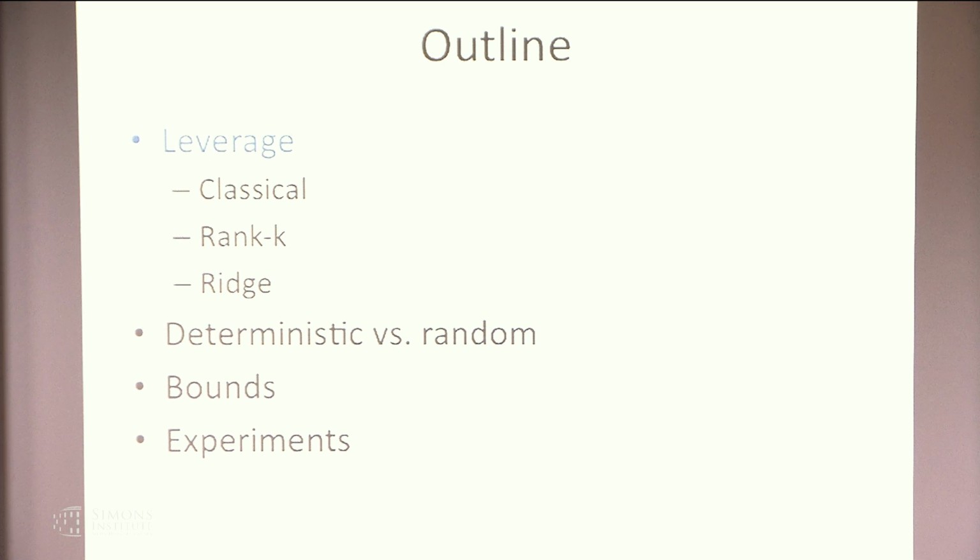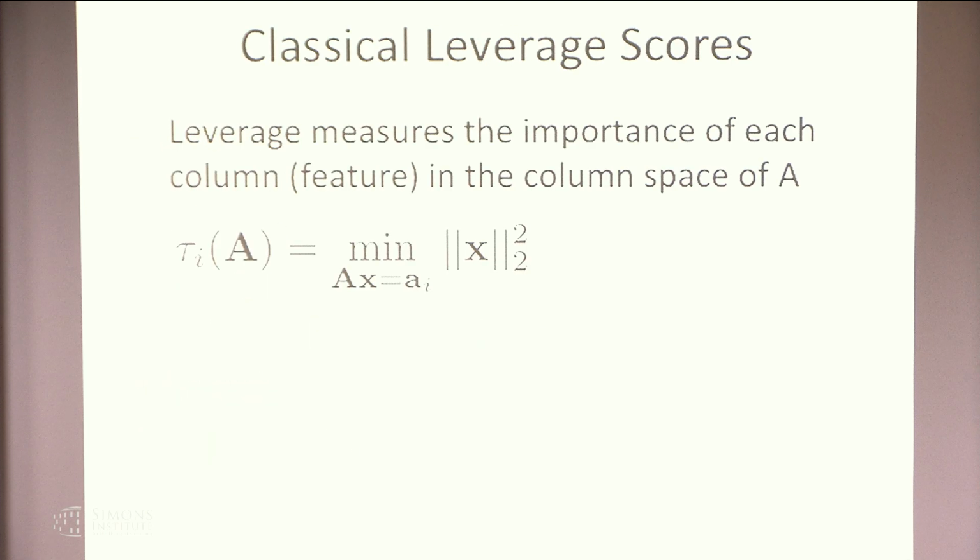And so then once we figured out which columns in A are important, we might also want to do something with those columns, and that's something that I'm going to consider: ridge regression with this smaller feature set. So to get there, I'm going to talk a little bit about leverage and some different flavors of leverage. Then just very briefly, deterministic versus random. I'm going to talk about some bounds that come out of this procedure and some experimental data from tumor samples at the very end.